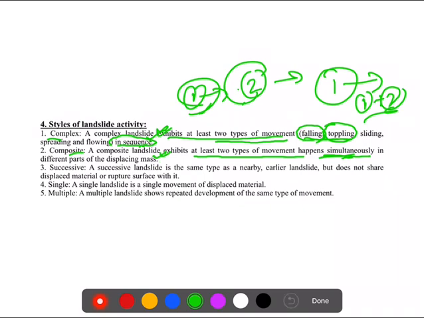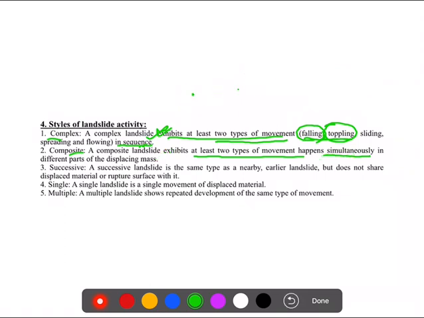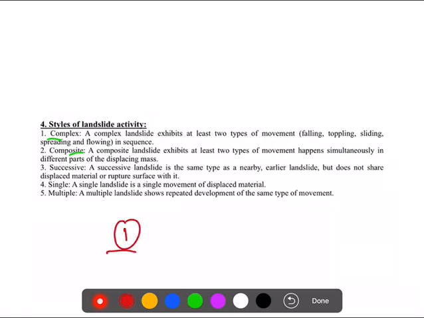Then comes successive. What is a successive landslide? A successive landslide is the same type as a nearby earlier landslide but does not share displaced material or rupture surface with it. Let's say one landslide is taking place in this area and another in this area, occurring because of the same movement. But they will not share the displaced material. The displaced material or rupture surface of this landslide is not the same as that of the other, though the activity or movement of the landslide is the same.